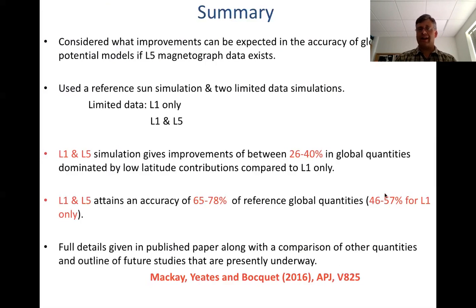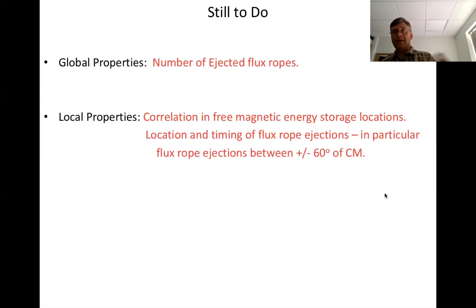Now, this was just a very initial study that we carried out. There are many more things that we plan to do, such as studying the number of flux rope ejections within all the models, also correlating the free magnetic energy storage locations within each of the simulations, taking into account that some bipoles are emerged late because of their limited field of views and so on.